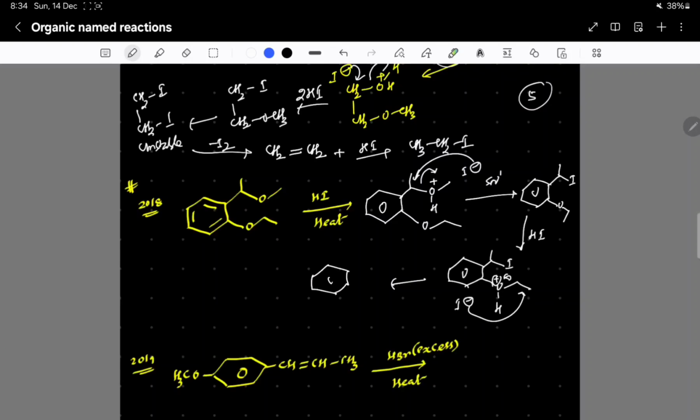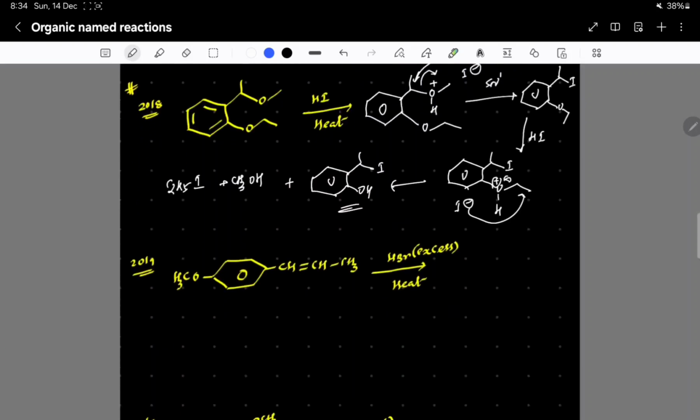So this is the possible answer for this particular question, student, right? Now this is the major product, right? Okay, now in this particular reaction, what byproducts we got, student? One will be methyl alcohol from this one, and one will be ethyl iodide, the possible product. Okay, now look at student, this is the 2019 question.